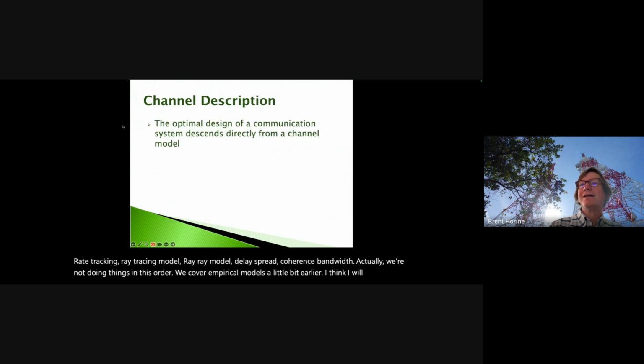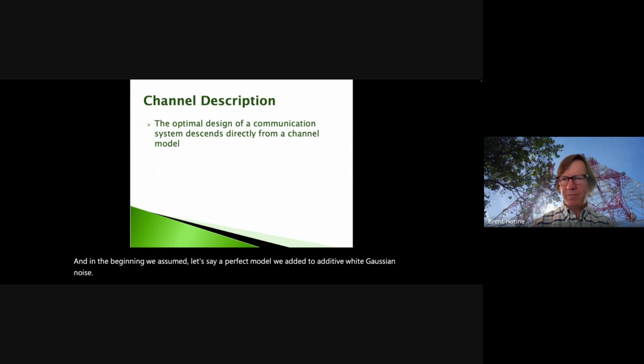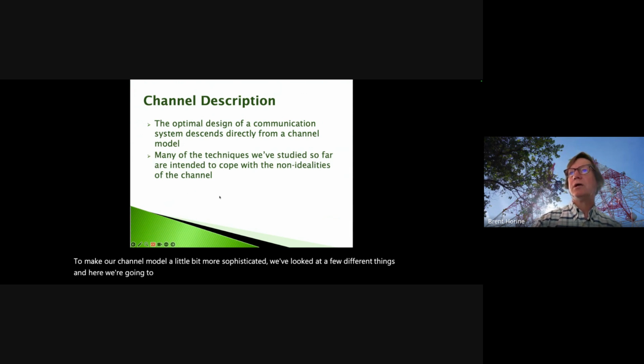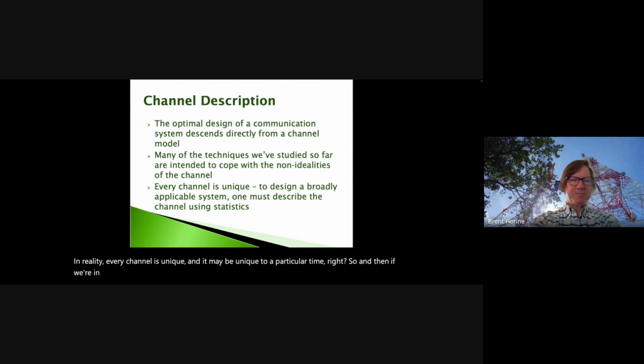We'll see. So as we've talked about before, the optimal design of a communication system descends directly from a channel model. In the beginning, we assumed, let's say, a perfect model. We added additive white Gaussian noise to make our channel model a little bit more sophisticated. We've looked at a few different things, and here we're going to get a little bit more sophisticated, right? Many of the techniques we studied so far intended to cope with the non-idealities of the channel. Now, in reality, every channel is unique, and it may be unique to a particular time, right? And if we're in a mobile situation, then the channel changes over time.